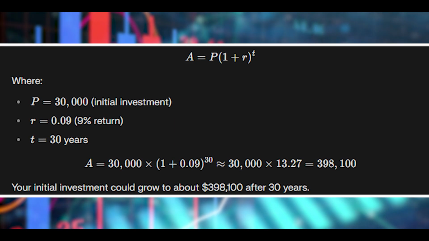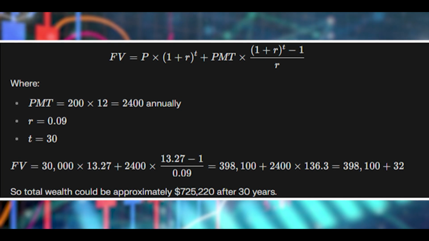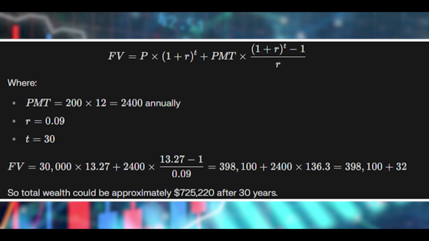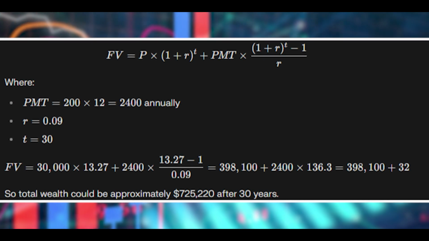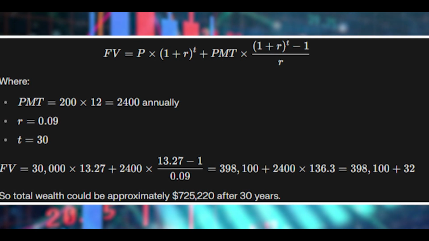You have to add regular contributions for wealth building, so adding monthly contributions significantly boosts the growth. Now, as an example, investing an additional $200 monthly for 30 years at 9% return, you can use the future value of an annuity formula. And Peter, please put that on the screen for them so that they can see what PMT, R, T, and FV equals on the screen. So basically, the total wealth could be approximately $725,220 after 30 years.